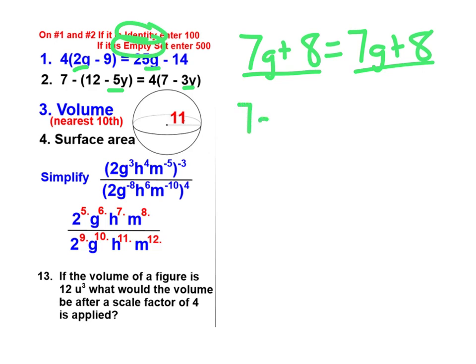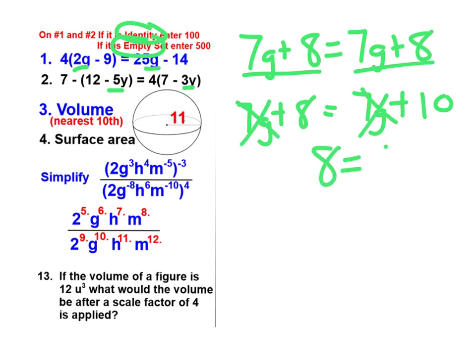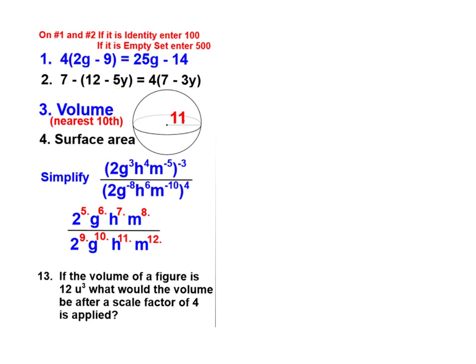If you had 7g plus 8 equals 7g plus 10, now you have what is called an empty set because 7 times g will be the same. But then you get 8 equals 10, and of course 8 cannot equal 10. So there is no number that will make that a true statement. So that's an empty set problem. All right. So let's now go solve that problem.